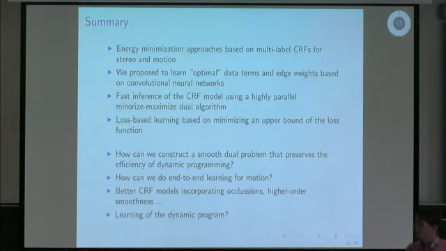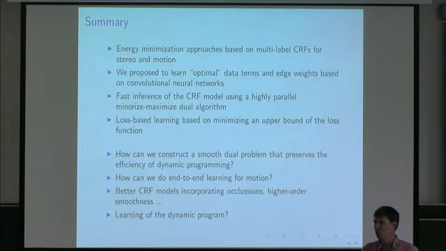So to wrap up, I was talking about CRF-based models for motion and stereo, and we tried to learn more or less optimal descriptors to compute data terms and also edge weighting functions. And in order to make the whole approach fast, we developed a highly parallel minorize maximize dual algorithm for the CRF, which really works very well. The code can also be downloaded. And for end-to-end learning in stereo, we used a surrogate loss that is inspired by the structured output support vector machines. Of course, there are many open questions.